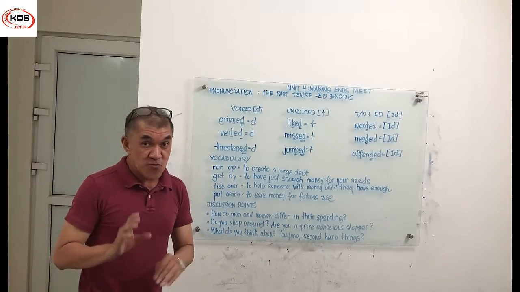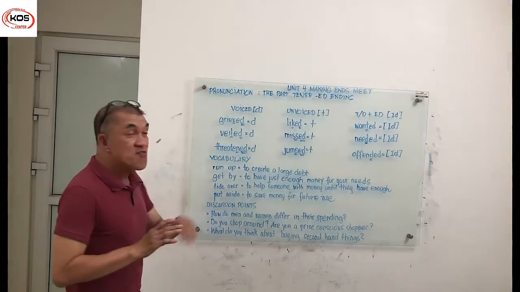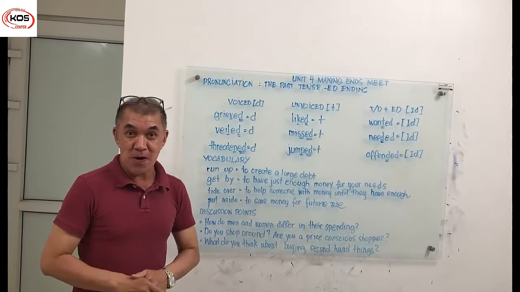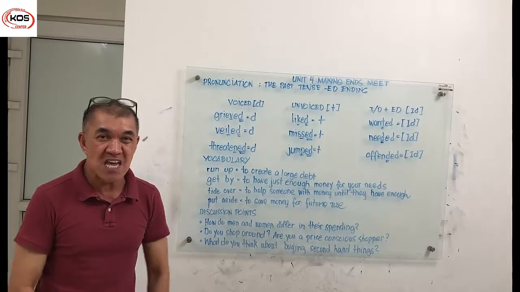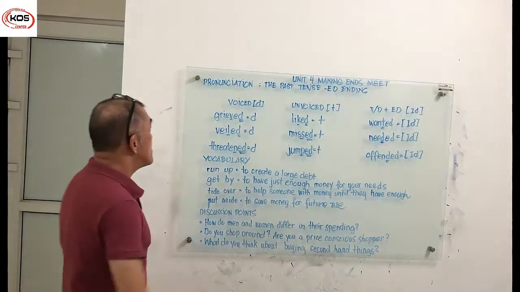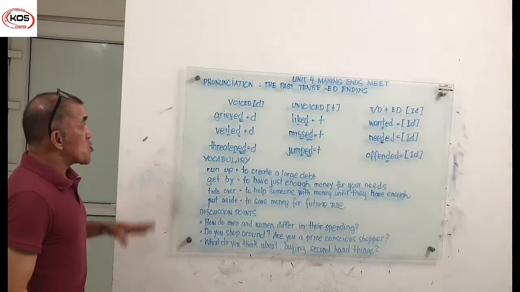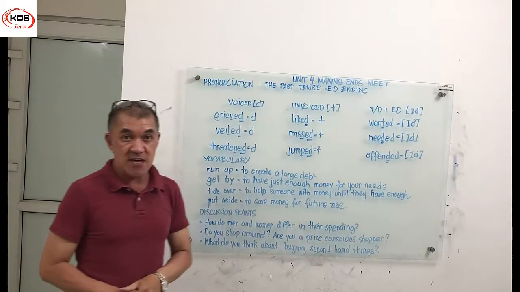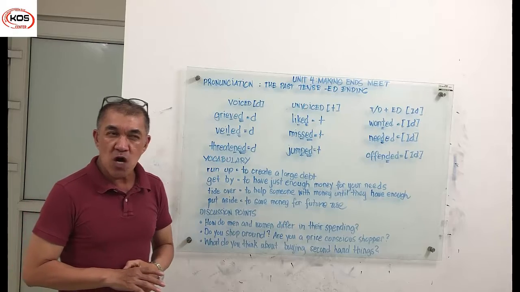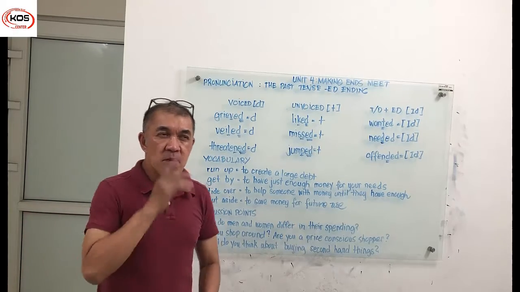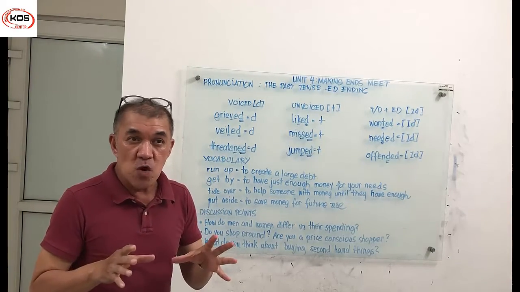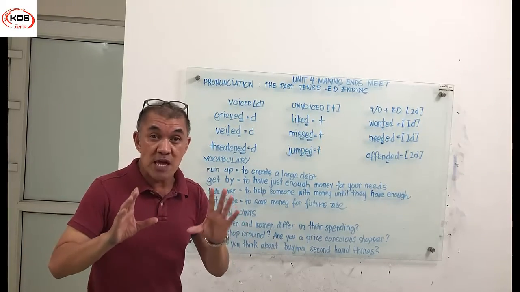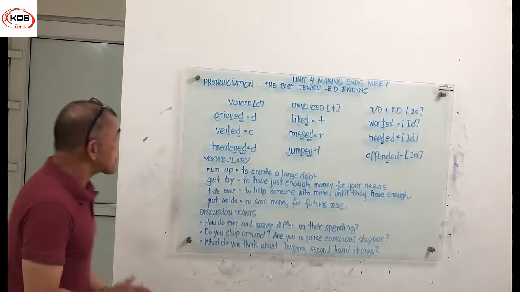Today, we're going to have a review of unit number 4, Making Ends Meet. This is going to be all about money, saving, and all those things. For the first part, we're going to learn about the pronunciation of the past tense -ed. Now, this has become one of the most pressing problems when it comes to pronouncing the ed sound. I will try and explain that to you later.